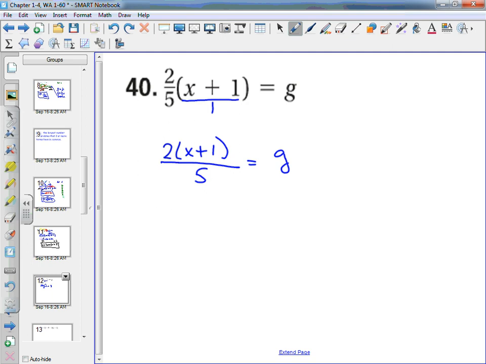What looks complicated right now? The top kind of looks ugly. So it's cosmetically challenged. So let's make it prettier. What property is that, y'all? It's the distributive property. So 2 times x is 2x. 2 times 1 is 2. Put it over 5 is equal to g. Give me the next trick. Talk to me. What am I solving for? What looks ugly?